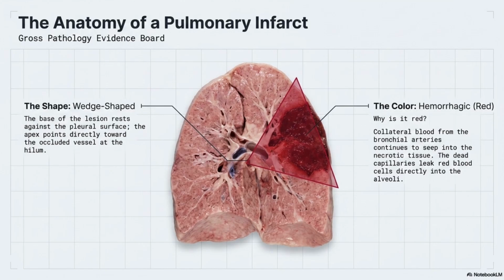Next is the color. It is hemorrhagic, meaning it is profoundly red. Why is it red? Because collateral blood from the bronchial arteries continues to seep into the necrotic tissue. The dead capillaries then leak red blood cells directly into the alveoli.